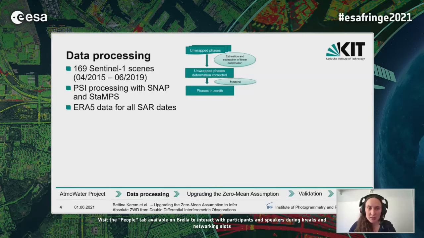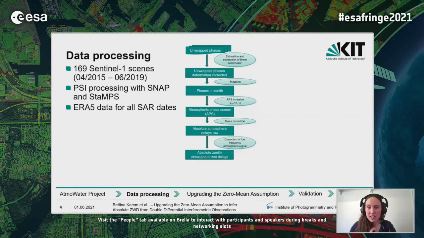Next, I'm mapping those slant delays to the zenith direction, and I apply the standard zero mean assumption, which is commonly used. Afterwards, that's the block of my methods which I will explain in a moment. And finally, we transform those zenith wet delays to integrated water vapor, which is the water vapor product the meteorologists are interested in.